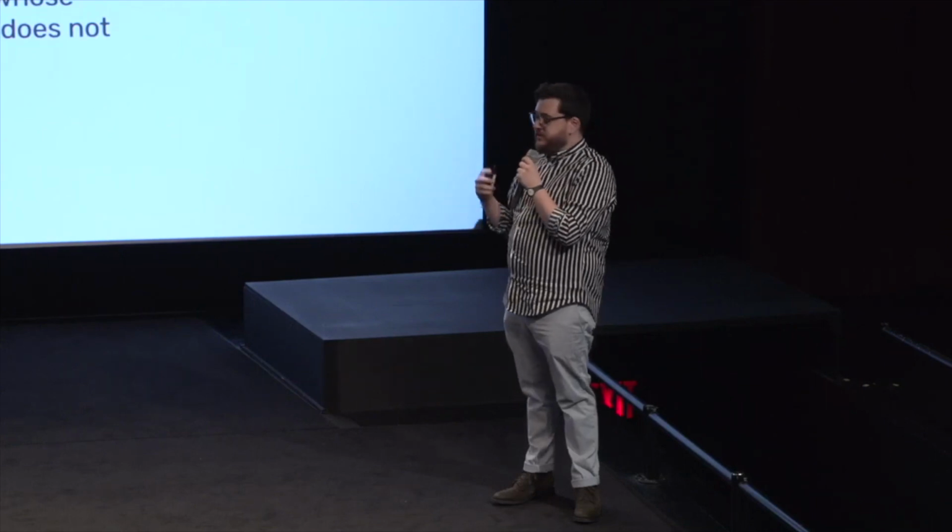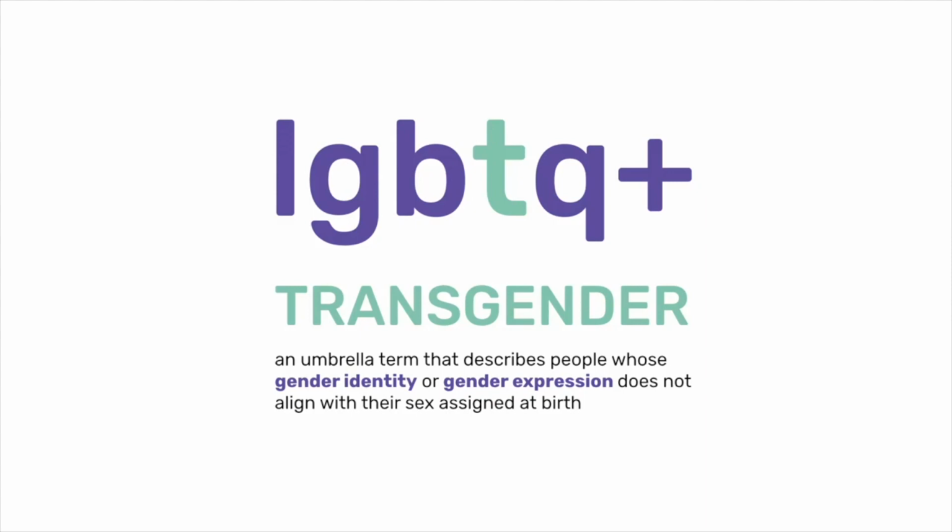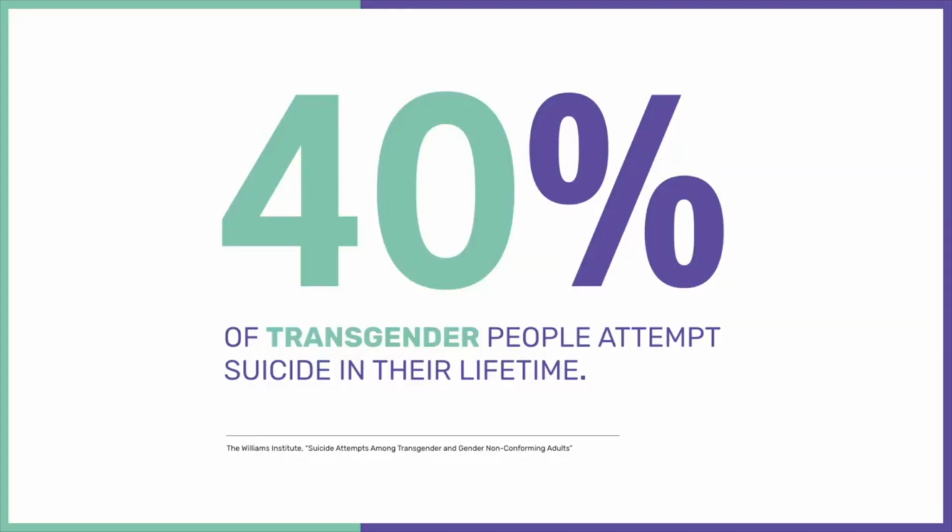They fit under here. Transgender is an umbrella term that describes people with different gender identities or gender expressions than what they were assigned at birth. The best way to remember this is that sexual orientation is about who you go to bed with, gender identity is who you go to bed as. And 40% of transgender people attempt suicide at some point in their life, and I thought that they were the audience that really needed the most attention.